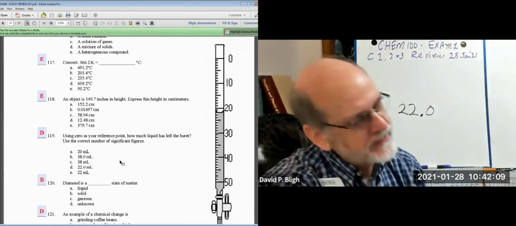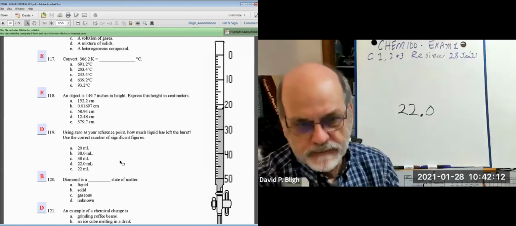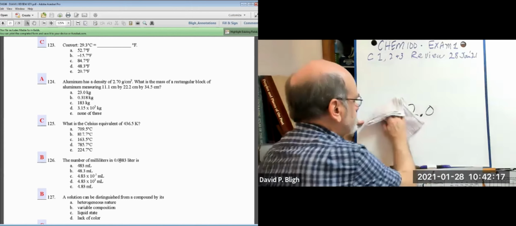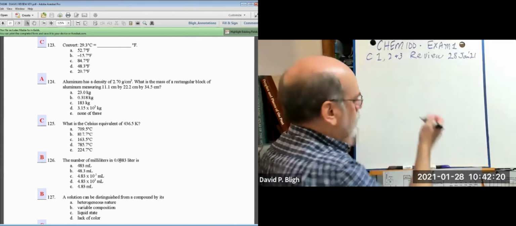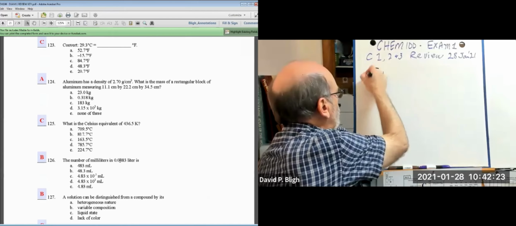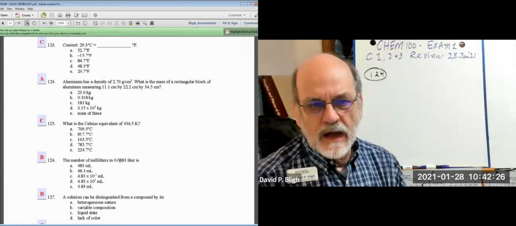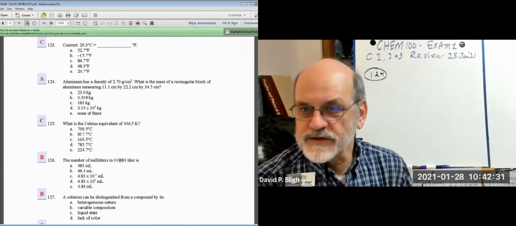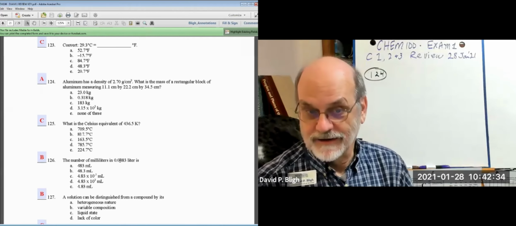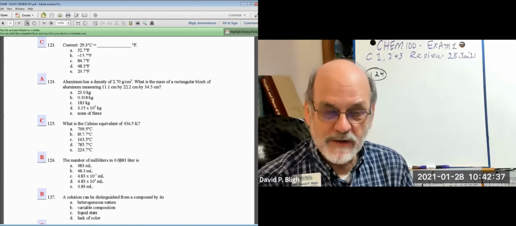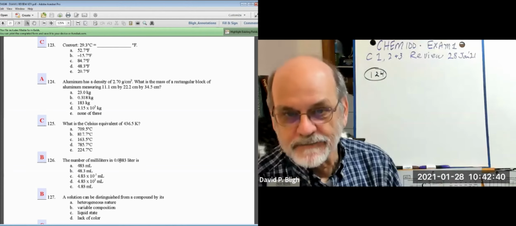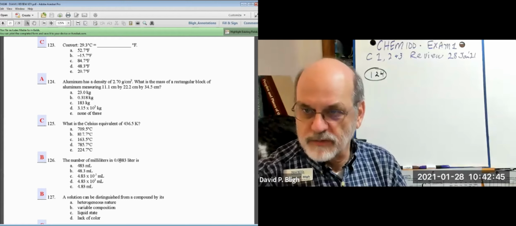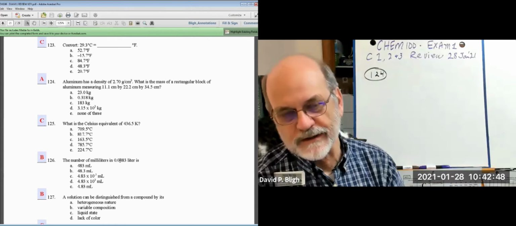Okay, 124 is our next candidate. Aluminum has a density of 2.7 grams per cubic centimeter. Is that going to float or sink in water? It's going to sink, right? Greater density. Water is 1.0. So that chunk of aluminum is going to sink. If we needed to find the volume of the aluminum, we'd just drop it in water, measure before and after, and find the difference by displacement.